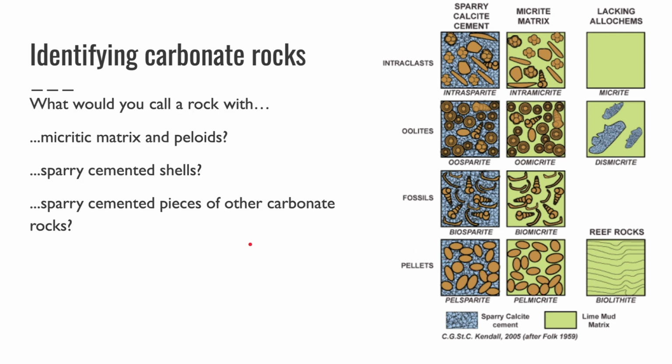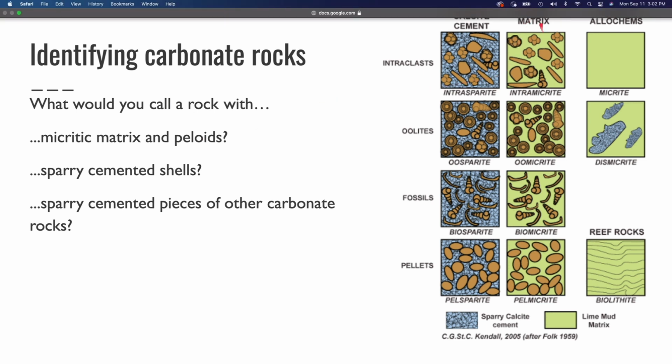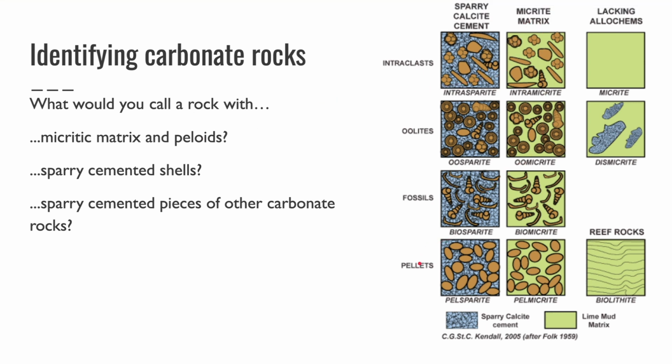So just as a little practice, I'm going to pause after I ask these questions so you can have maybe 5 seconds to figure out what the answer is. So what would you call a rock with a micritic matrix and peloids? If it has a micrite matrix and pellets or peloids are the allochems, it would be a pelmicrite.